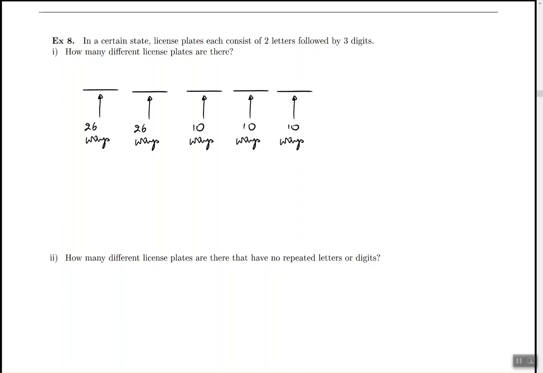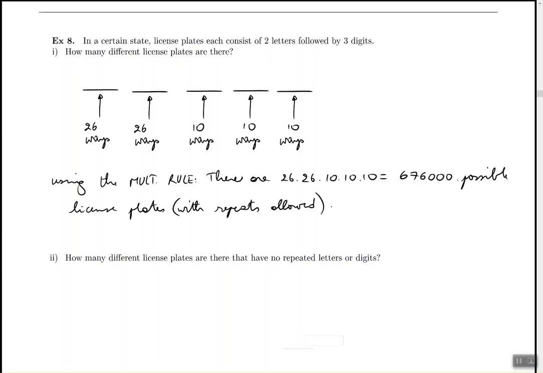So now, what's the total? Using the multiplication rule, the total is going to be 26 times 26 times 10 times 10 times 10, which gives 676,000 possible license plates. Keep in mind that this 676,000 number represents the license plates where repeats are allowed. Okay, so that's the end of that one.